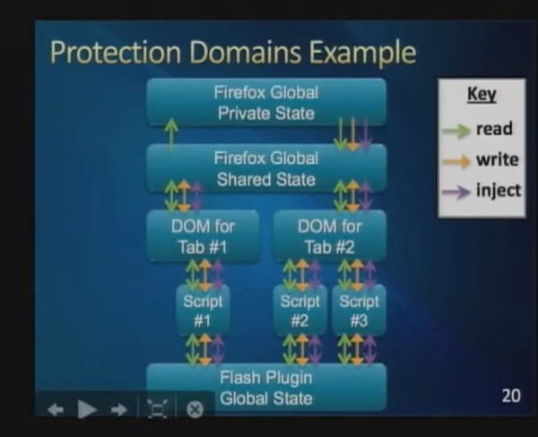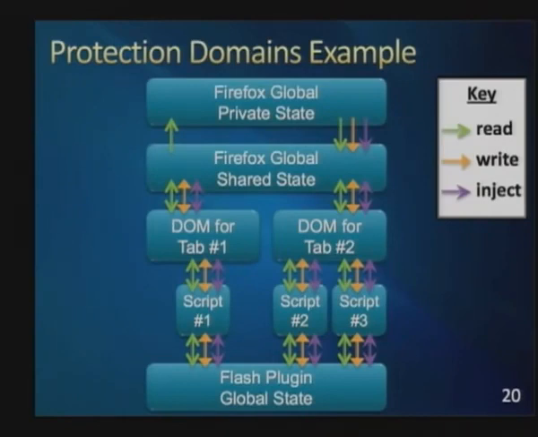All right, so here's a diagram going back to our example. We've got the Firefox global state, private state, the DOM, the two different tabs, some scripts, and the Flash plugin. So I'm modeling with these arrows the tuples, the source to destination with the privilege. So you can see here that the Firefox global private state has full read, write, and inject access to the global shared state, but the shared state can perhaps only read from this private state.